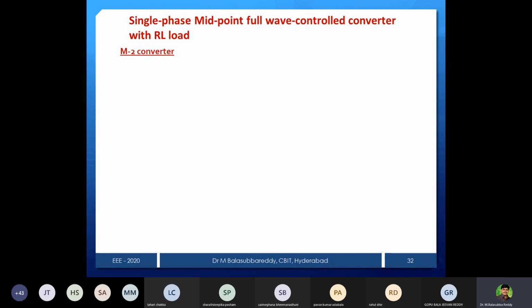Now we'll go for the RL load. So what is the difference between R load and RL load? It is very simple logic.